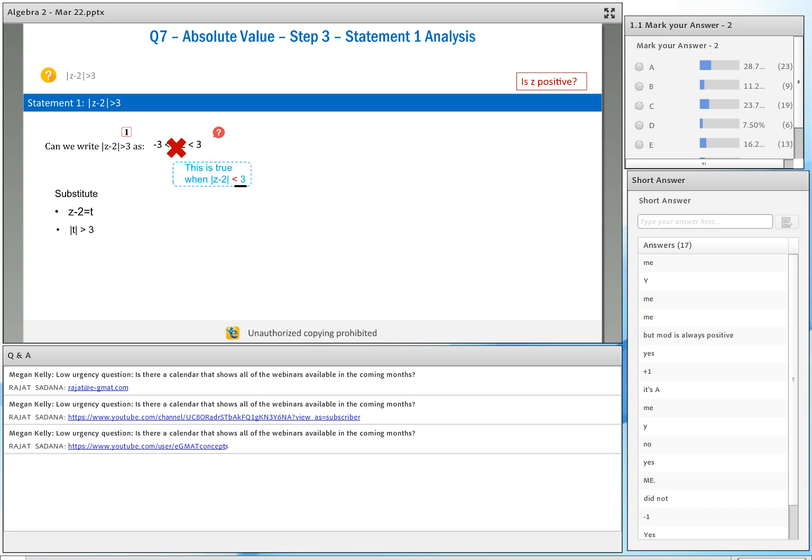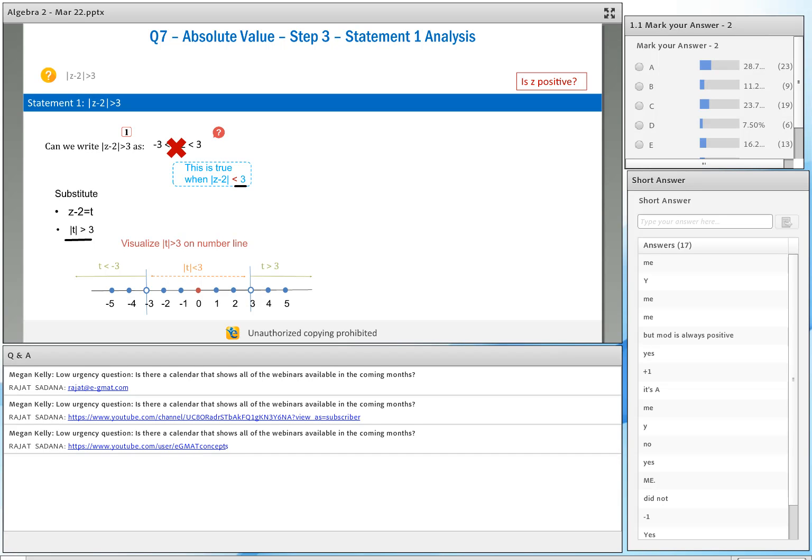So how do we go about solving this? We really say, hey, let's assume that Z minus 2 is T, and we can really say absolute value of T is greater than 3, which means T can actually take the following values. When T is positive, T can be greater than 3, and when T is negative, T can be less than -3. Why?